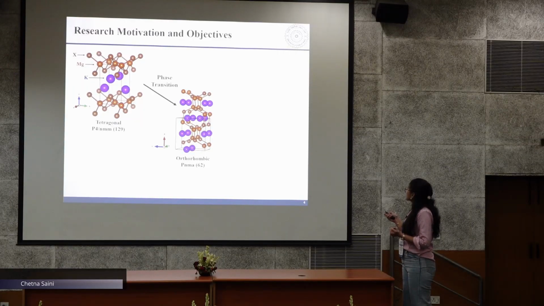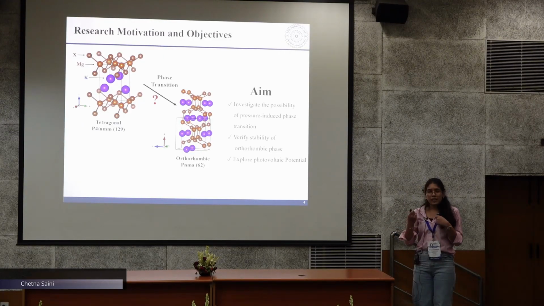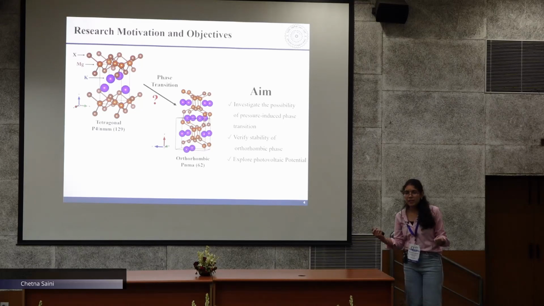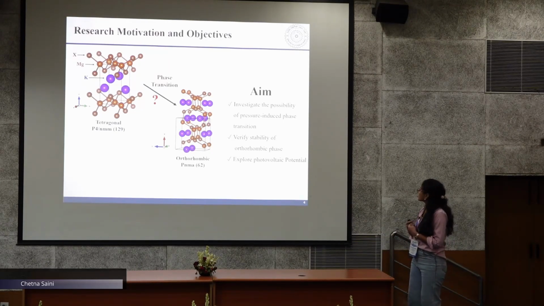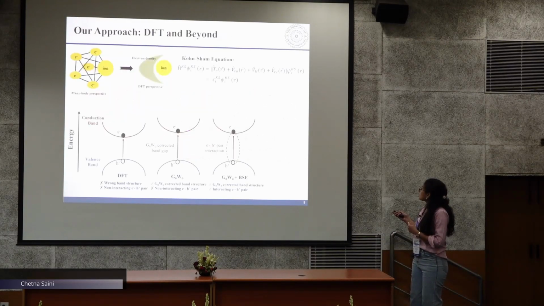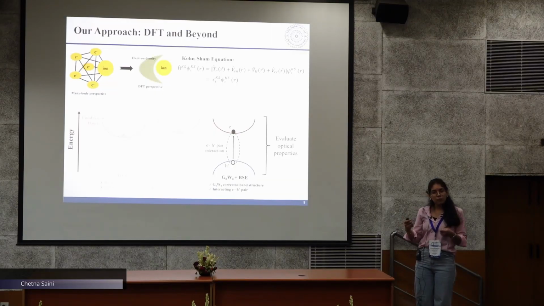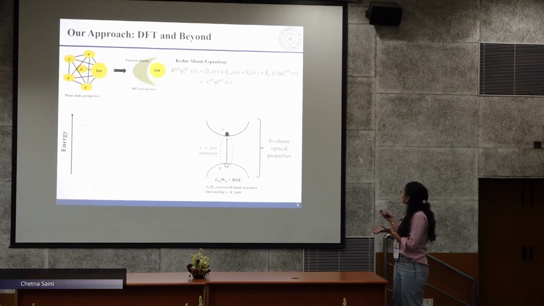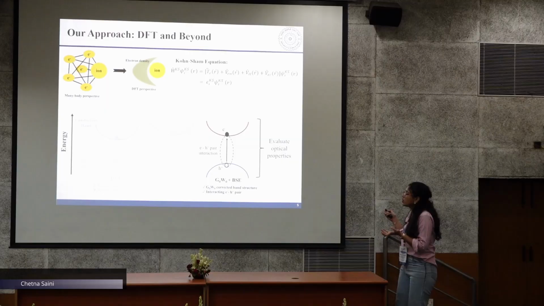So the main objective of this work is to investigate the possibility of pressure induced phase transition, verification of stability of its orthorhombic phase and exploration of its photovoltaic potential. For this we used a first principle approach based on density functional theory, which states that energy can be mapped as a functional of electron density. By solving this equation we evaluate the properties of the material.